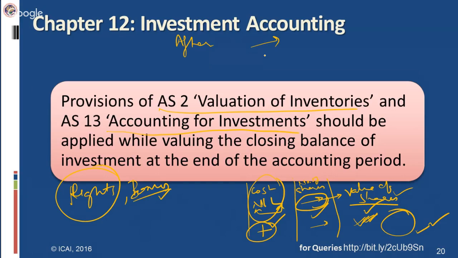But if I sell the rights, what will happen? If I sell the rights, AS13 clearly says that you cannot credit the selling amount to investment account. You have to credit it to P&L account. That means it will not become part of our investment account. It is not converted into shares. It is only a right.